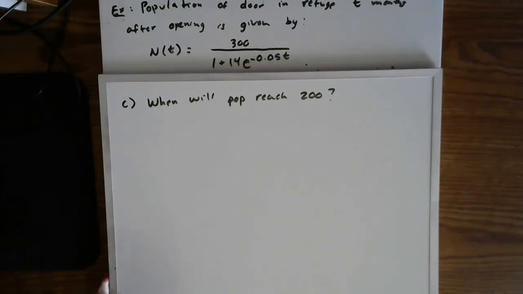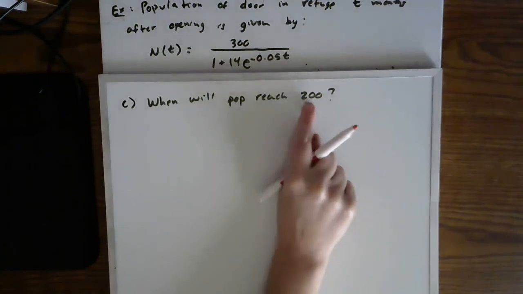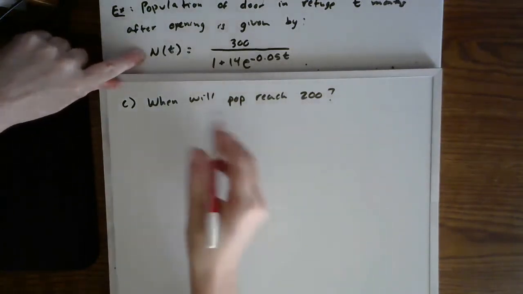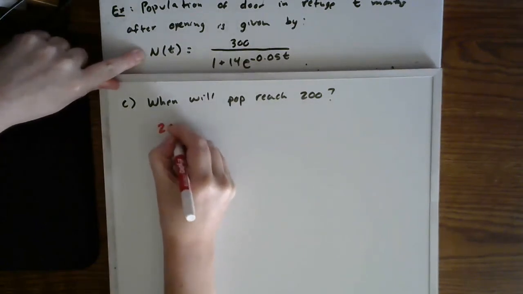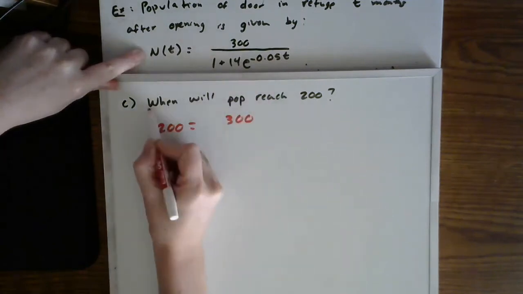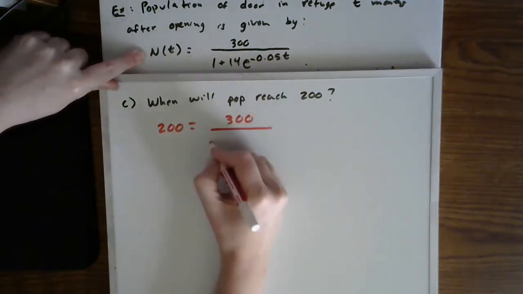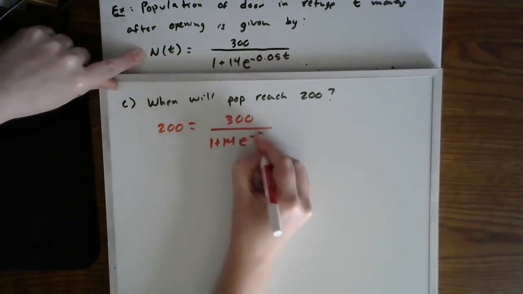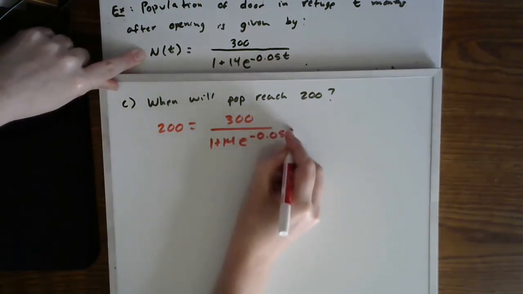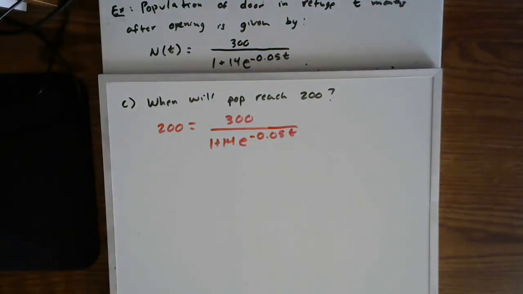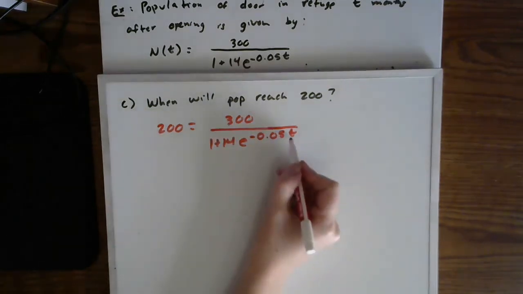So let's go ahead now and answer this type of question. So 200 is now what you plug in for the number of deer on the left-hand side. And then what we are asking for is T. So this is now the equation. And we haven't solved this type of problem as it is before. So let's walk through this carefully. Again, my goal is to solve for T.